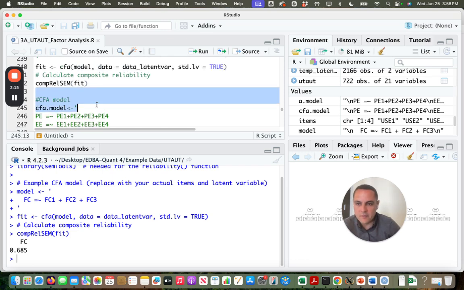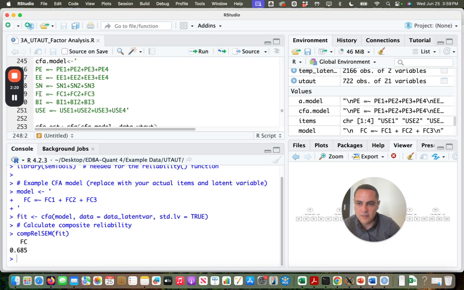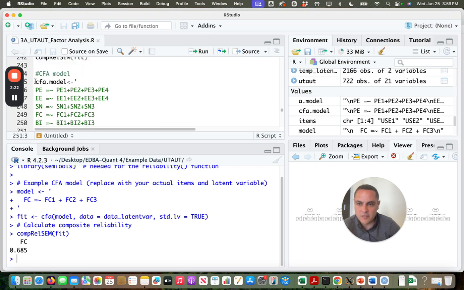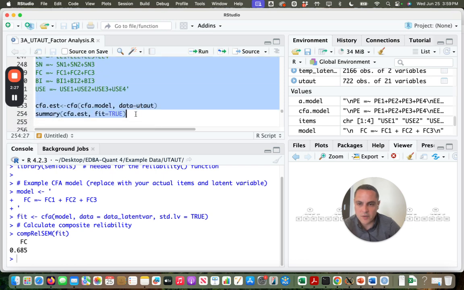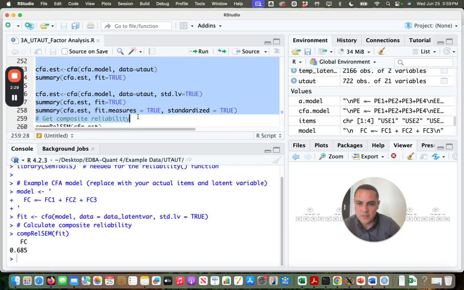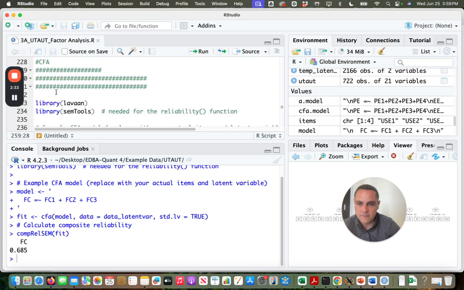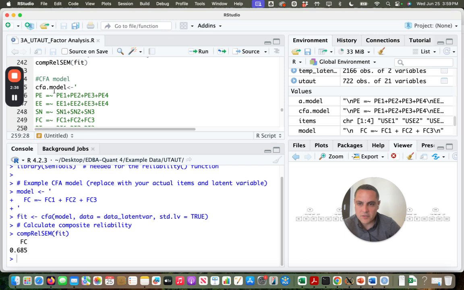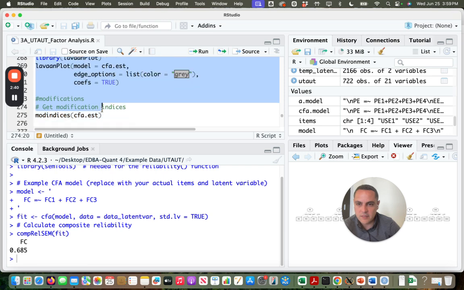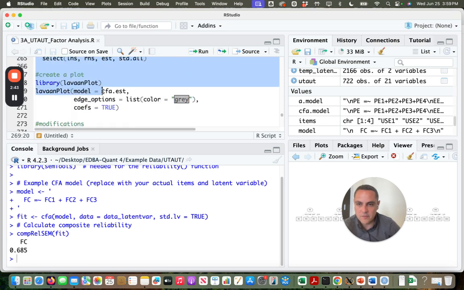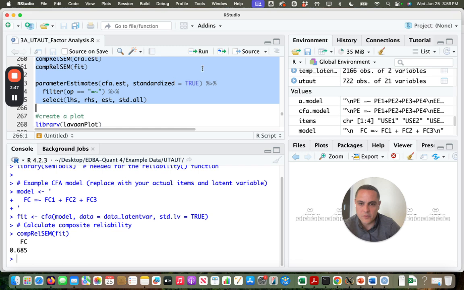So you can see I'm specifying those constructs, right? PE, EE, SN, FC, BI, and use, and the corresponding items or questions that correspond to that. And then we're actually going to run all this. Slight mouse issue, sorry about that. And we'll go ahead and run all this up to the plot would be fun. So let's go ahead and run all up to that plot.